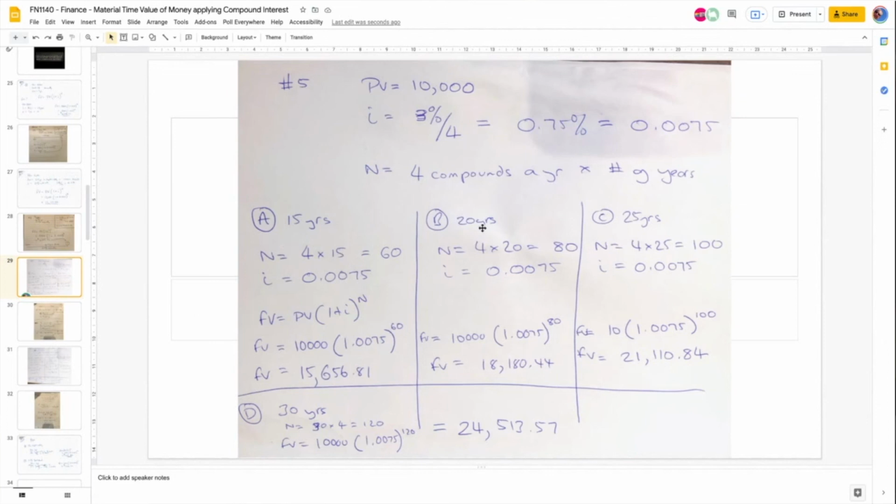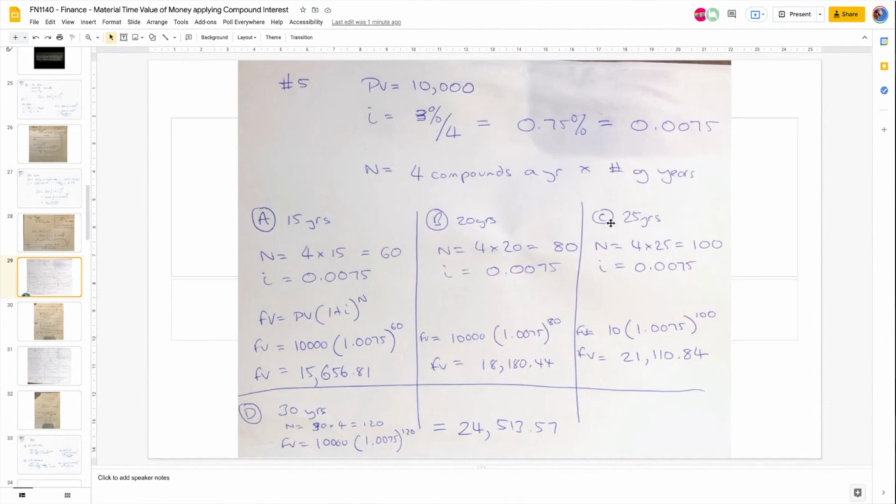In the case of 20 years, same basic information, but what we need is our N changes, right? It's 20 years now times 4, which is a total of 80. So 10,000 times 1.0075 to the power of 80, and that comes to a future value of $18,180.44.